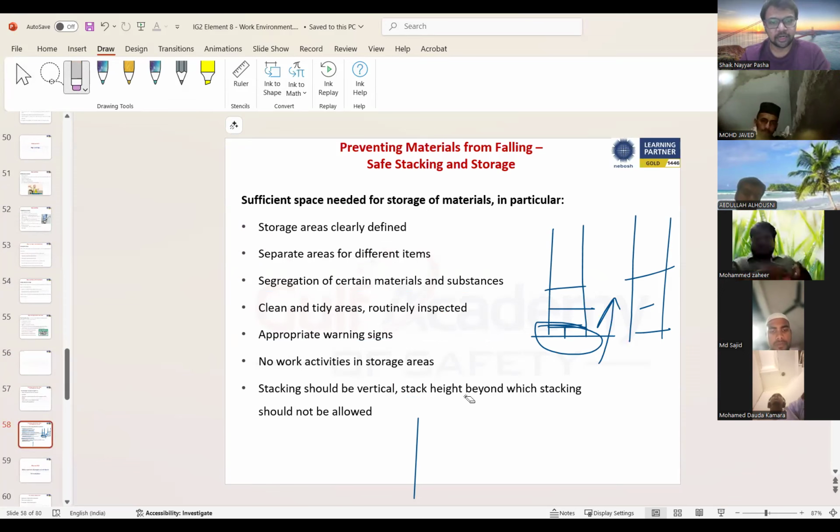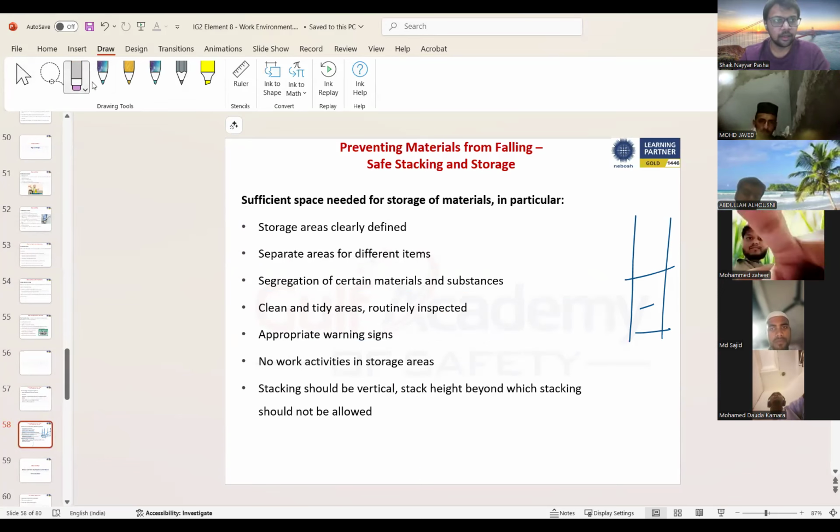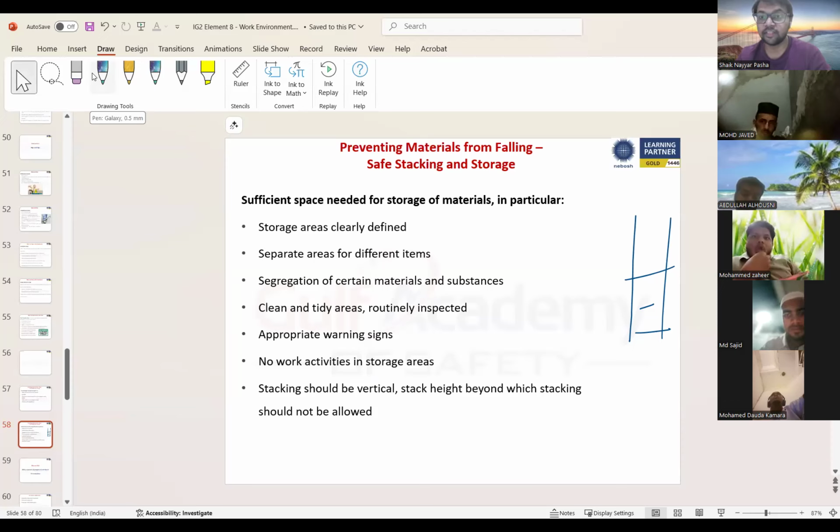Good housekeeping we already discussed. Particularly if you are storing wet substances, make sure these substances also have spill kits or a spill tray, so that if any spillage happens, the spills will not go directly onto the ground. They will be collected in a tray or spill kit to prevent spillages on the floor. That is also one more thing that you can see.